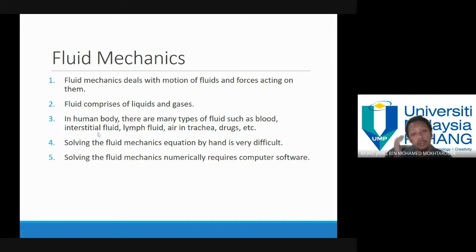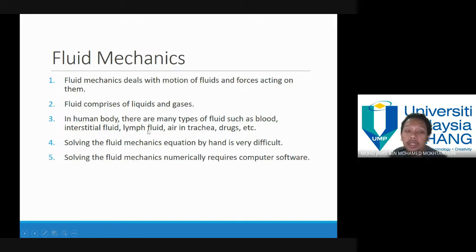So in between cells, there is a very small amount of fluid that is used to transport all of the nutrients or waste from the cells or from blood to each other, okay, to remove them or to bring supplies to the cells. We also have lymph fluid, ataupun cecair limfa, okay, lymph fluid.